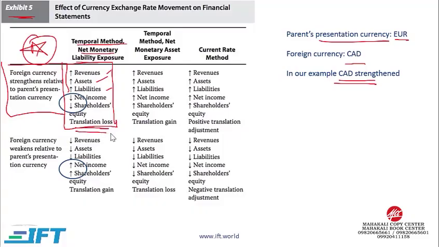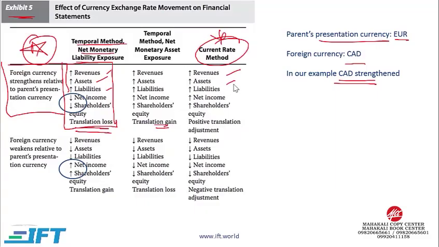And therefore, there is a translation loss. If there was another scenario where there was a net asset exposure, then all the numbers would be positive and there would be a translation gain. With the current rate method, all assets and all liabilities are being translated. So given that the value of total assets exceeds the value of total liabilities, we have a net asset exposure under the current rate method.